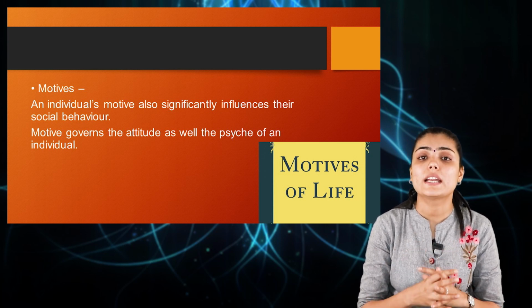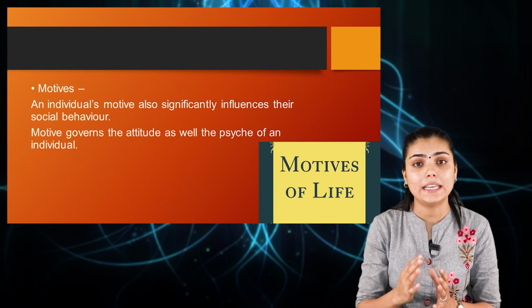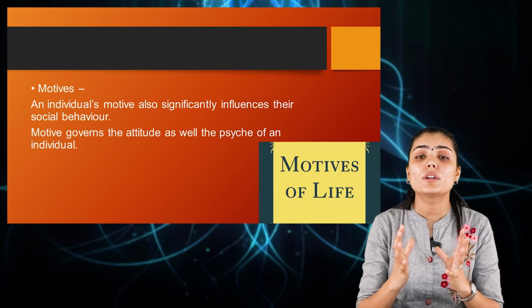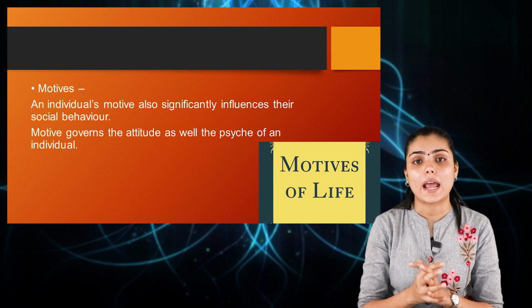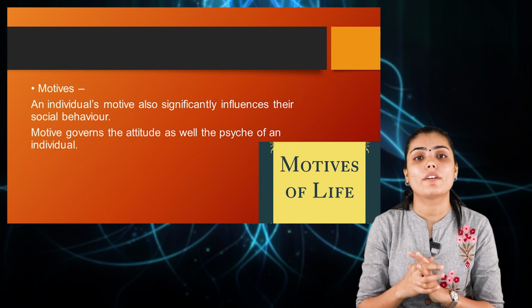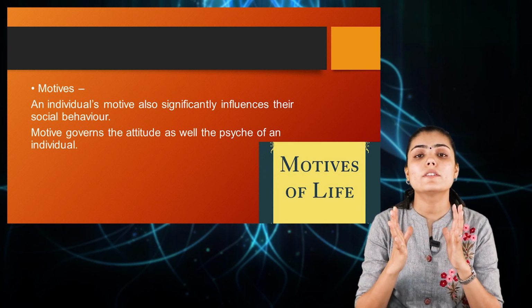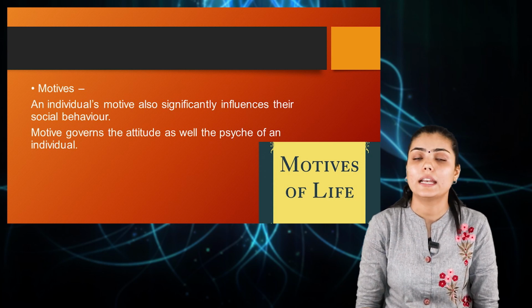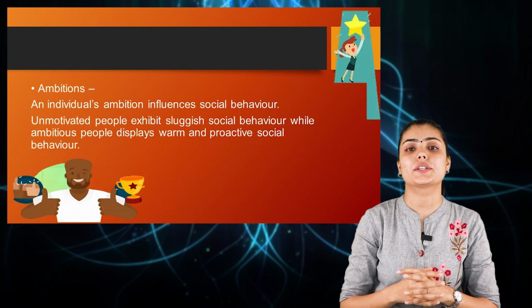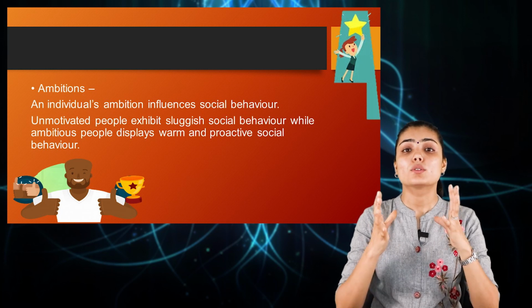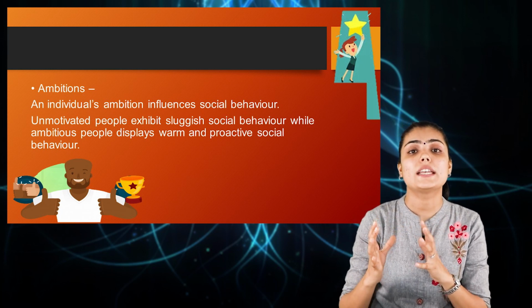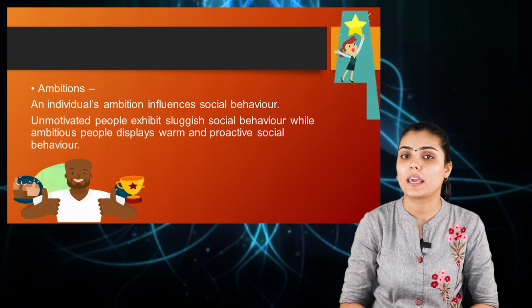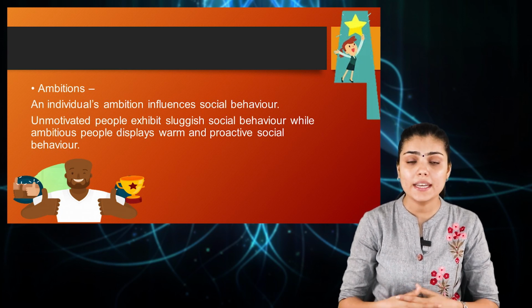Because the motive of an individual affects our psyche, right? The motive of an individual governs our attitude and psyche. So motive is also one of the factors that influence the social behavior of an individual. And the last factor is ambition. Obviously, the ambition of an individual affects the social behavior of an individual.